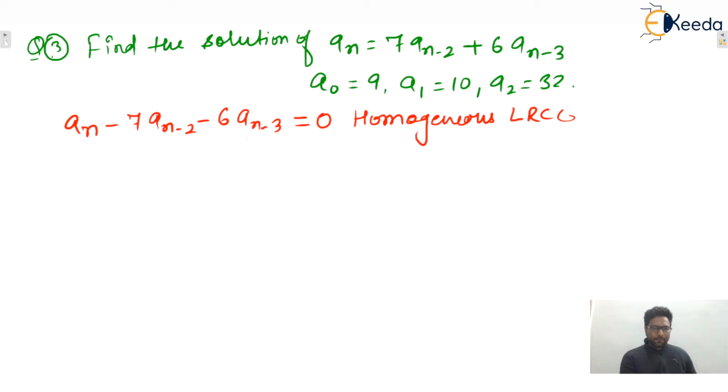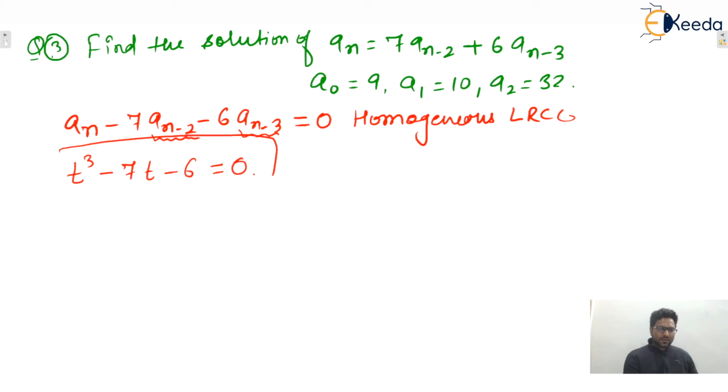Now replace the smallest subscript with t power 0, so it becomes t square, and the n minus 1 term is not there, so this will be t cube minus 7t minus 6 into 1 equals 0. Yes or no? Now this is a cubic equation, and I hope you know how to find the roots of a cubic equation. So we will try with hit and trial.